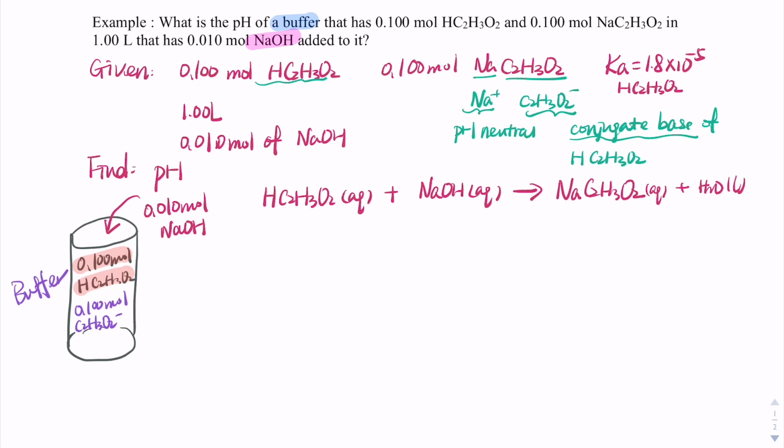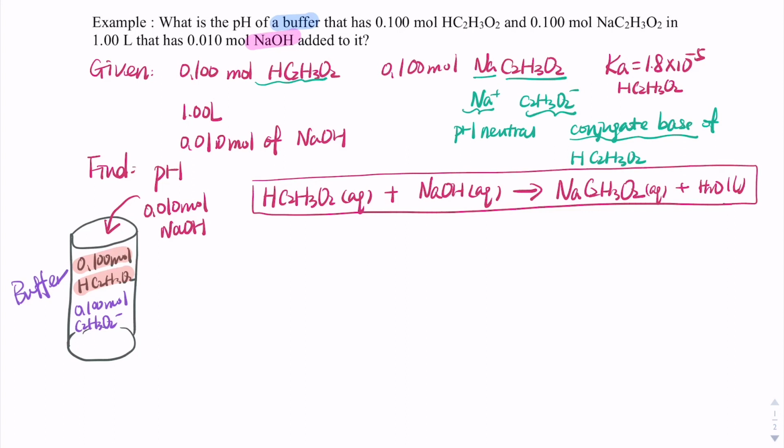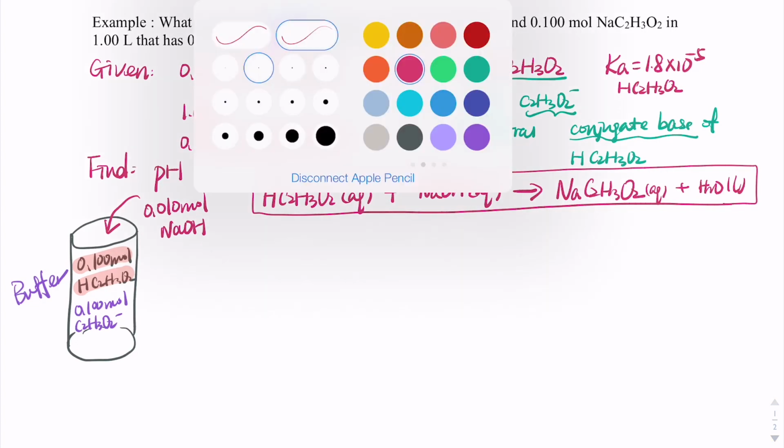Based on this reaction equation, we're going to calculate how much acid you need to neutralize this base. That's a simple question, because this is a 1 to 1 to 1 to 1 ratio. Every 1 mole of your acetic acid will react with 1 mole of that strong base. Now I'm going to draw a table.